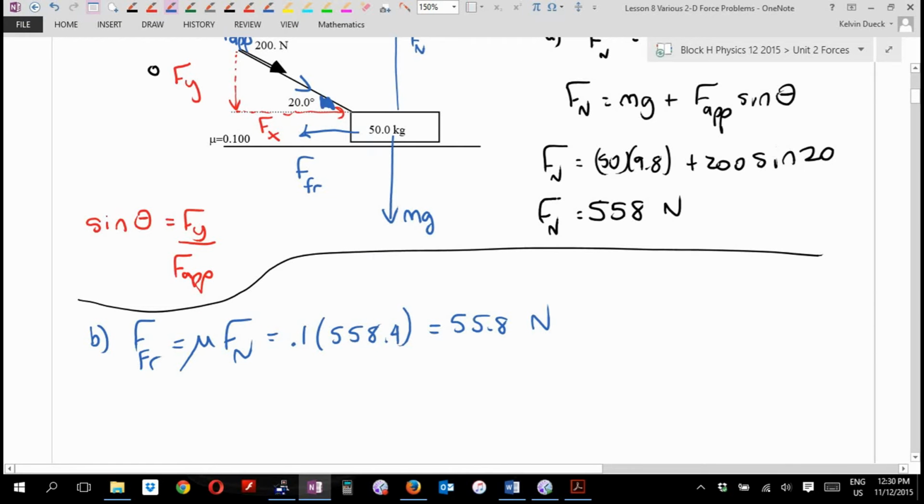Now, I'll be honest, the odds are pretty good if you see this question in the future, I won't ask part A or part B. I'll jump straight to part C, and I'll expect you to clue in. Normal force is different. Friction force is different. Be careful.